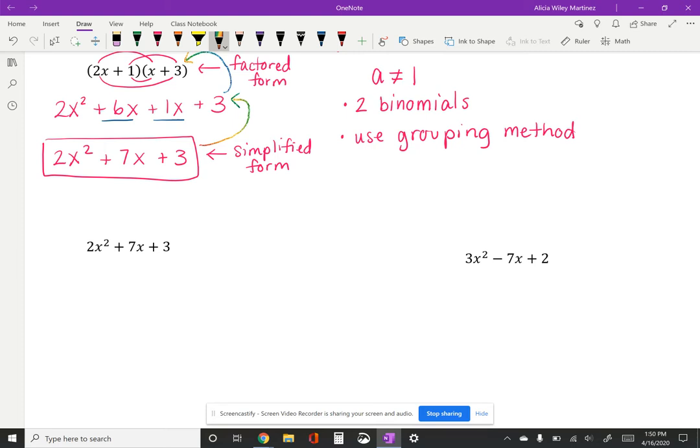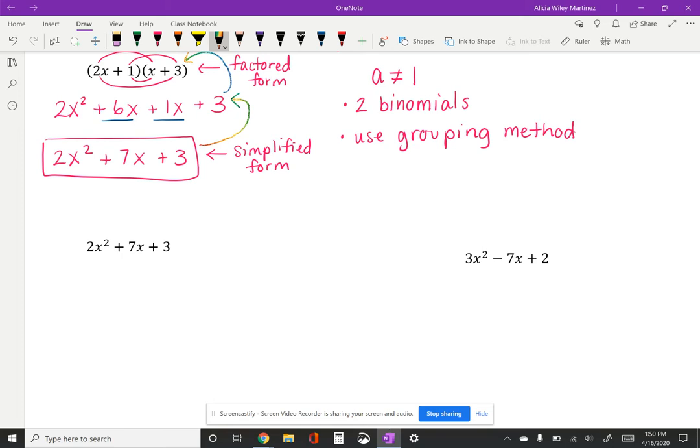Okay, so let's look at this first example here. I'm going to show you how to do this problem using the grouping method. One thing that we are still going to be using in this problem is that sum product method that we used before. We're just going to use it a little bit differently. Okay, so our goal here is to take this and break it up into 4 terms. So we have to figure out how to split up this 7x term into 6x and 1x.